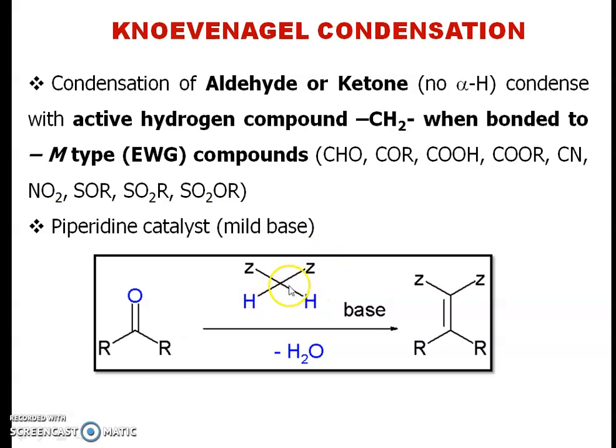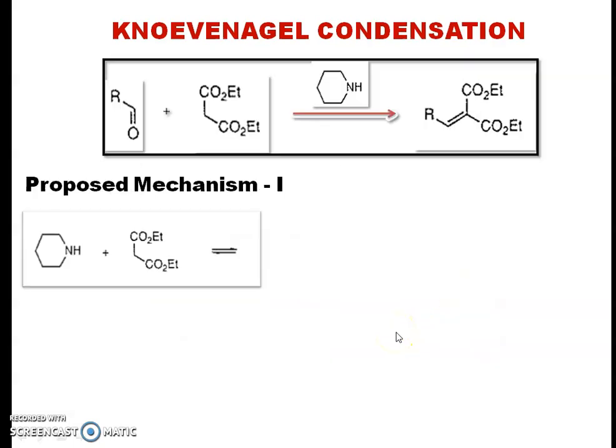The methylene is bonded to an electron withdrawing group like aldehyde, ketone, acid, ester, cyano and so on. In the presence of a very mild base, for example piperidine, it forms a condensation. It can undergo condensation with these two hydrogens and the oxygen getting removed to form an unsaturated product like this.